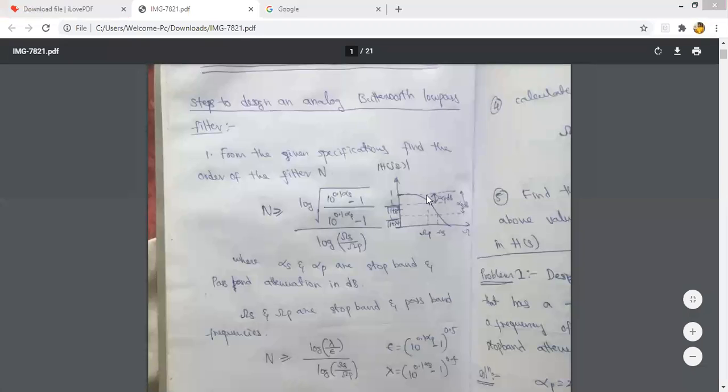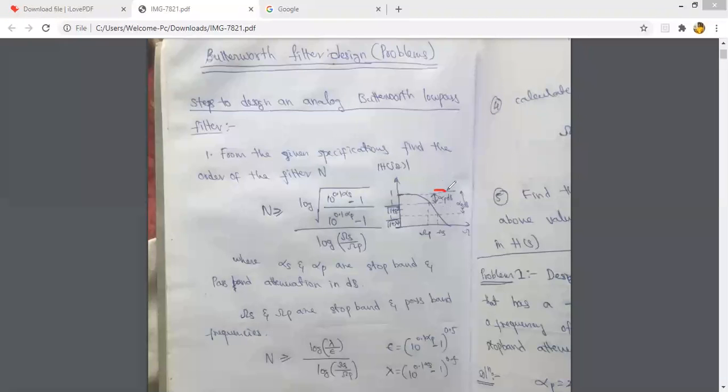Alpha p will be given. It will actually be a negative value, but when we are finding the value of n, we have to consider it as positive. So even if it is given negative, take only the positive value for alpha p and alpha s. These two values are the passband attenuation in dB, and alpha s is the stop band attenuation in dB. Omega p is the passband frequency, and omega s is the stop band frequency. These are the four specifications given.